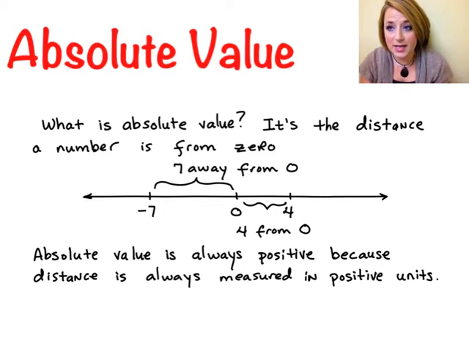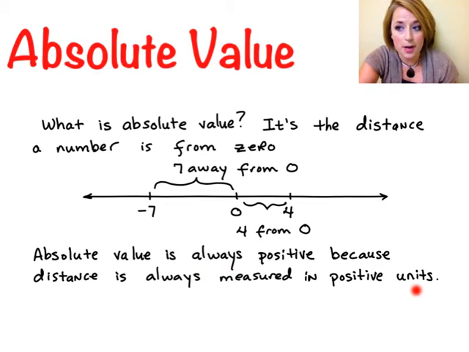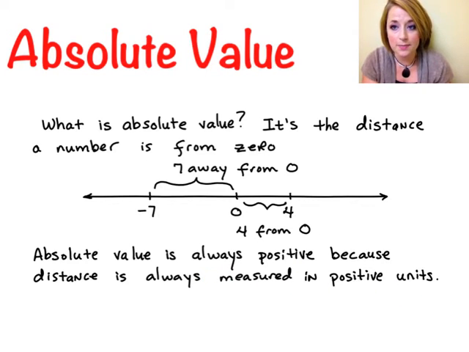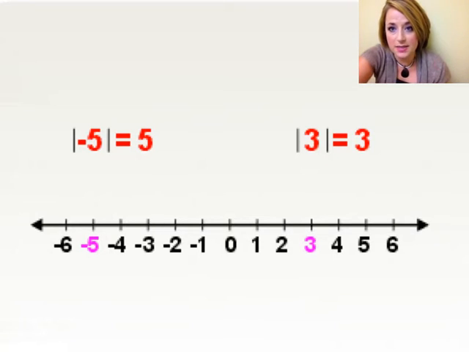Absolute value. Well, what is it? It's the distance a number is from zero on a number line. So if you take something like negative 7, it's 7 away from zero. Or positive 4, it's 4 from zero. An absolute value is always positive because distance is always measured in positive units. So if you want to make it really simple, if they're asking for the absolute value of negative 7, you just drop the sign.